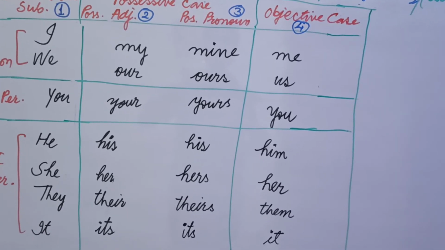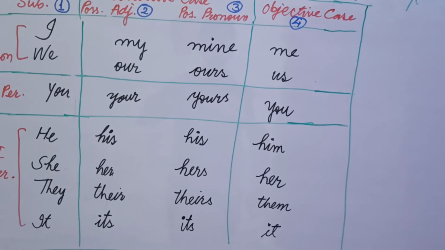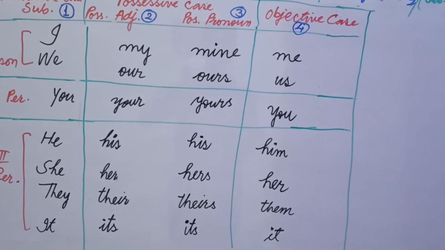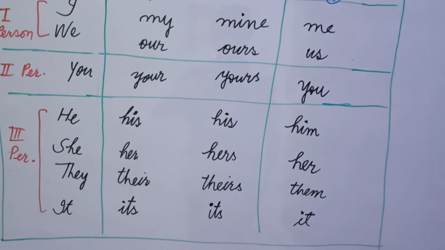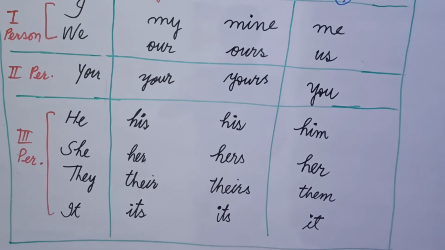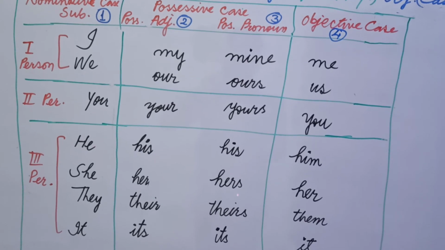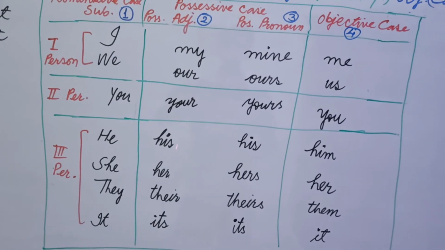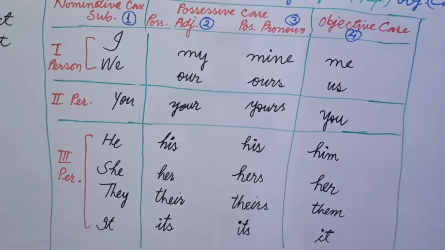Suppose this book is mine, we teach ours. Students, we don't write anything after them. Now let's see, students, this is yours, it is his, it is hers. It means these words are used without any noun, but the other words are used with nouns. That's why these are possessive adjectives.